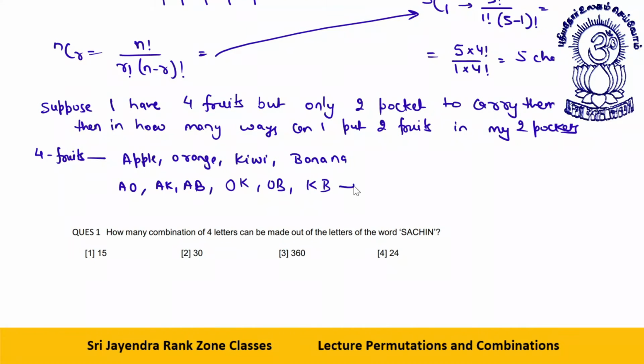So, how many choices do I have? 6 choices. This is by counting logically. Now by formula, I need to pick 2 out of 4.